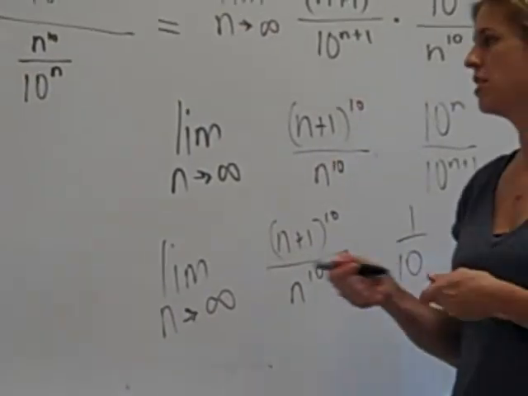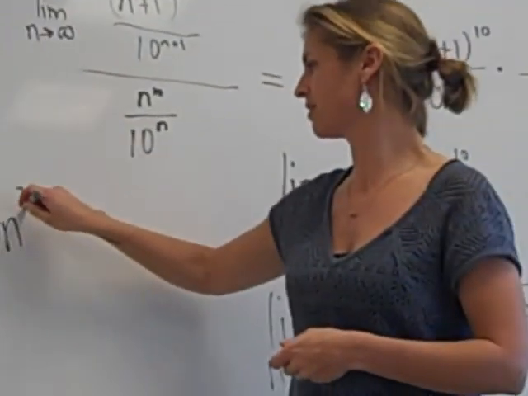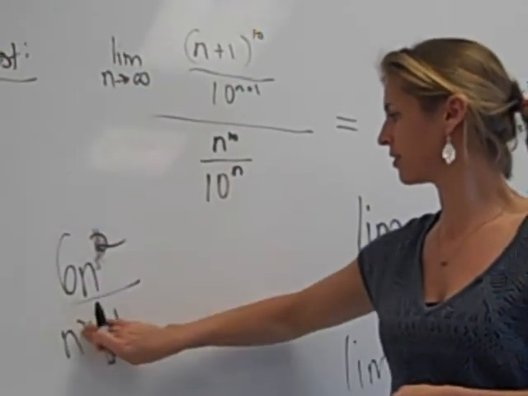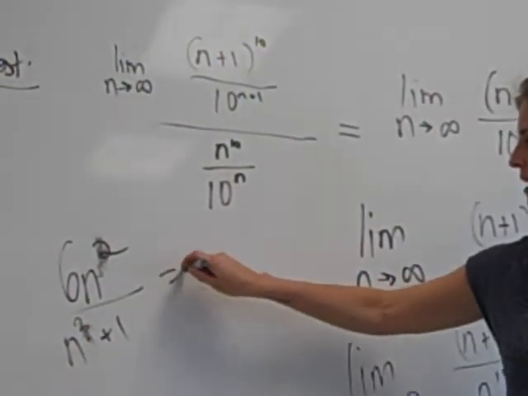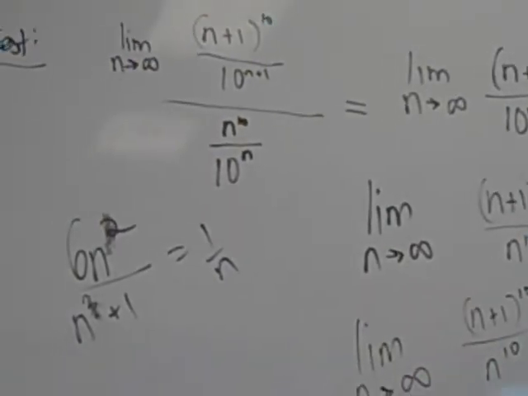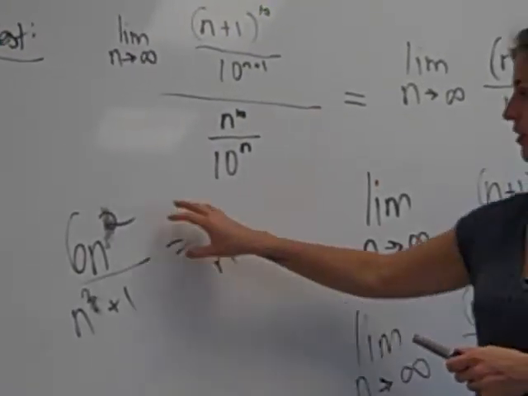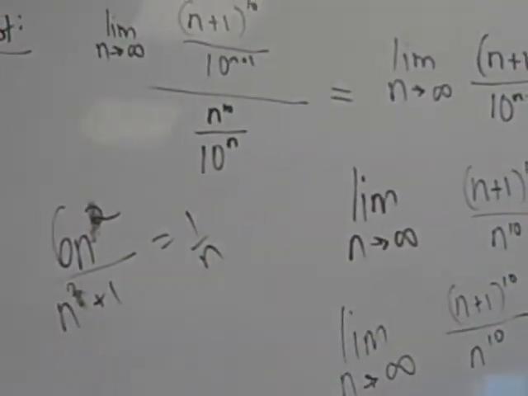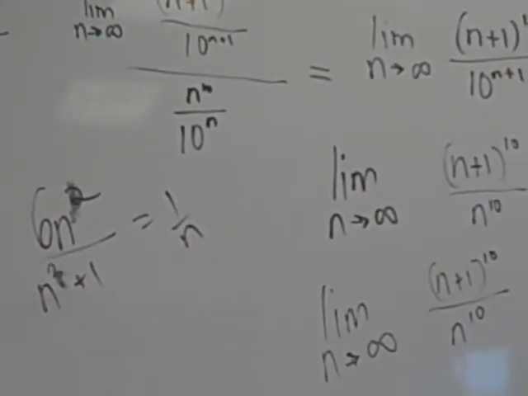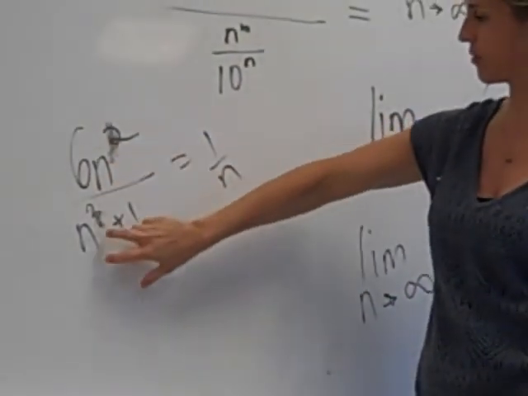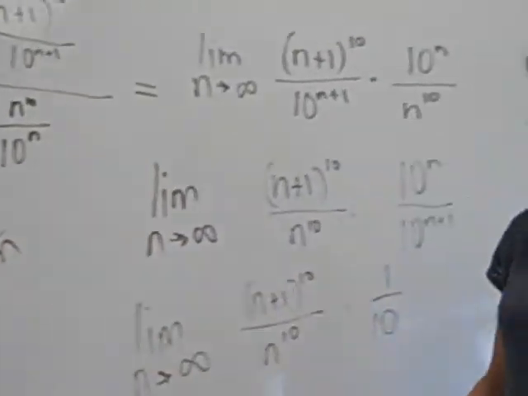It's like yesterday, I forget what it was, but like 6n to the third over n squared plus 1? Or no, it was the other way. Squared, and this was to the third. We said this behaves like 1 over n, right? We could get rid of this superfluous stuff and just basically look at the highest degree and the highest degree. With polynomials, I just need to worry about the lead term on the top and the lead term on the bottom. So, because this lead term was n squared and that was n to the third, it reduced to 1 over n.